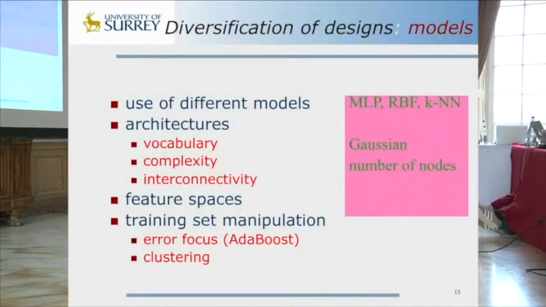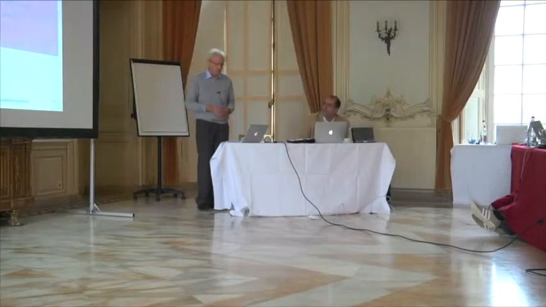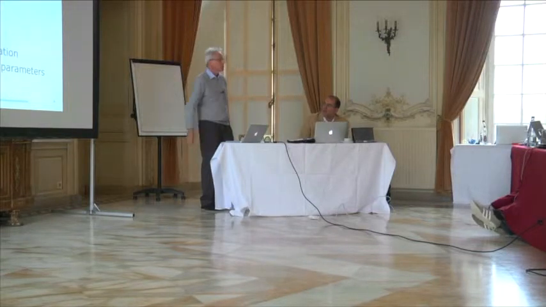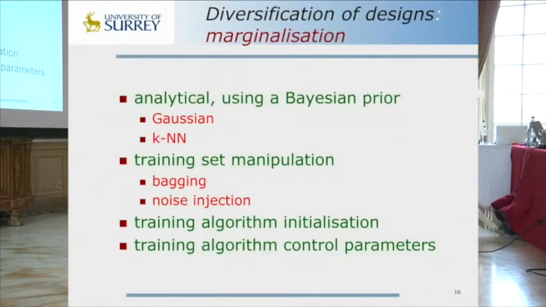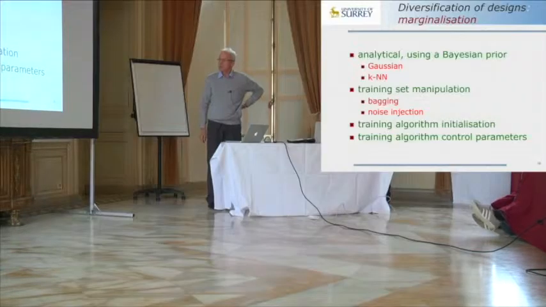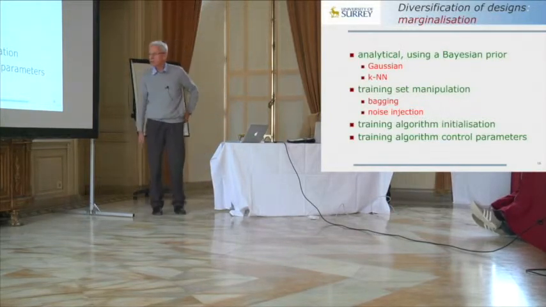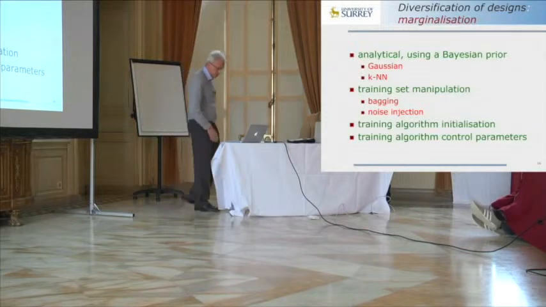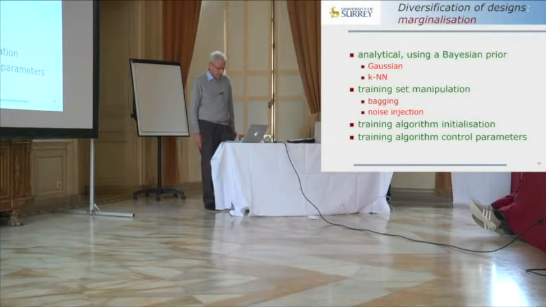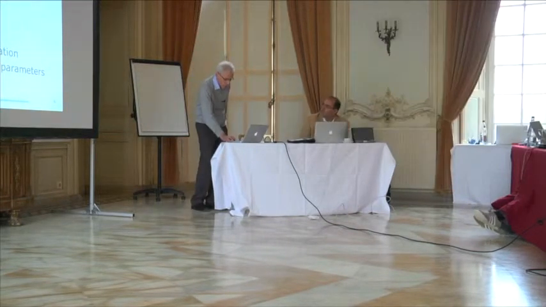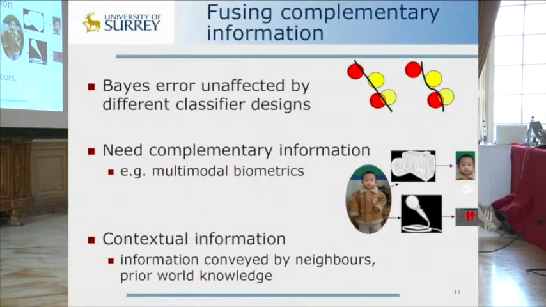And so how can I make various different designs? You have many things that can be varied: use different models, different architectures, different feature spaces, and the list continues, because you can also play with your training set. You can use bagging techniques, or change your training set by noise injection, or play with initialization parameters, etc. So this is the basic idea: you use multiple designs to reduce the width of your error distribution and get a better estimate.